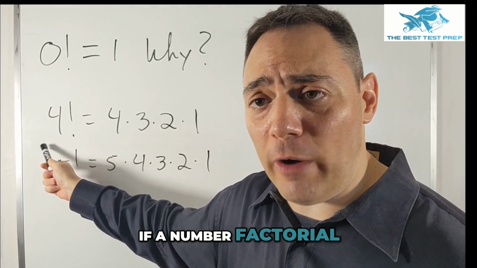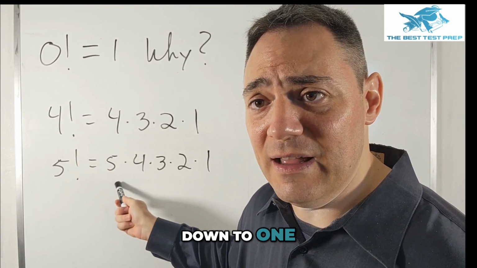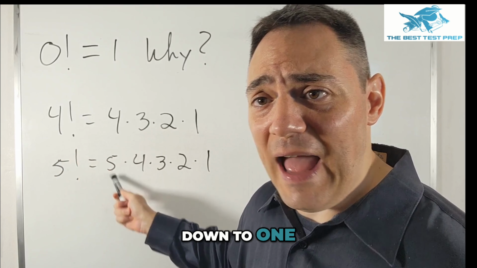If a number factorial is equal to itself times every integer counting down to 1, how in the world does 0 factorial even exist? It's less than 1. And moreover, how is it equal to 1? Let's find out.